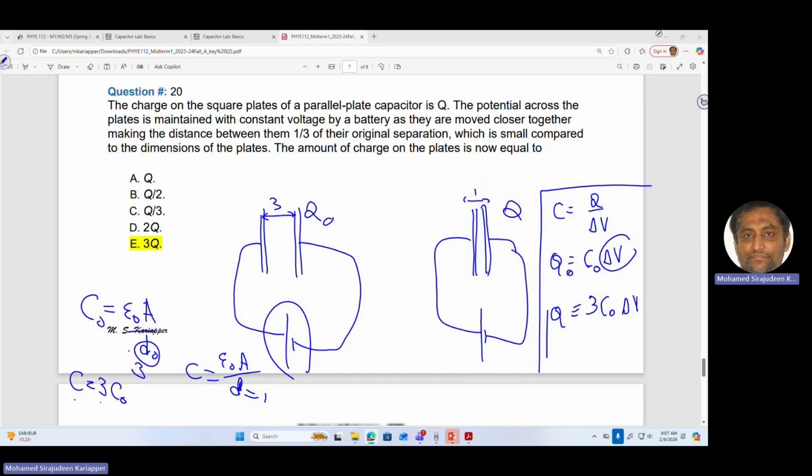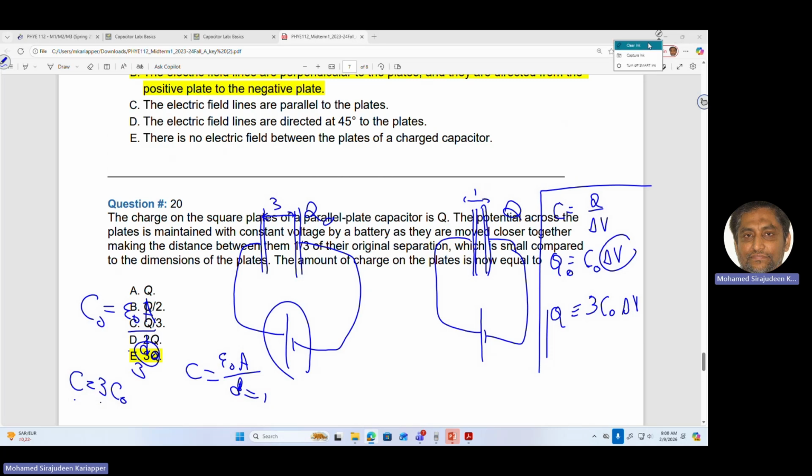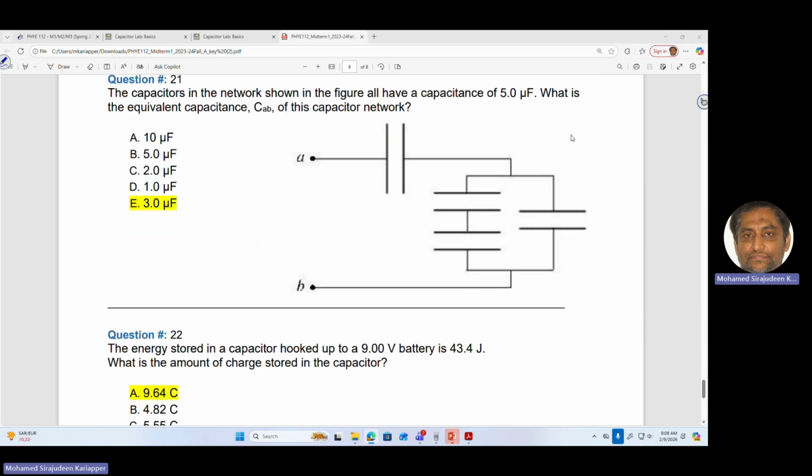Okay, maybe one more question. I can finish it. Number 21. Yeah, this is easy. It's just a technique; if you know the technique, you can do it very quickly. What is the equivalent capacitance of these? They all have the same capacitance, 5. So this is 5, this is 5, this is 5, this is 5. Can you replace the whole thing by just one capacitor, and if so, what is that value? That's the question. You go step by step.